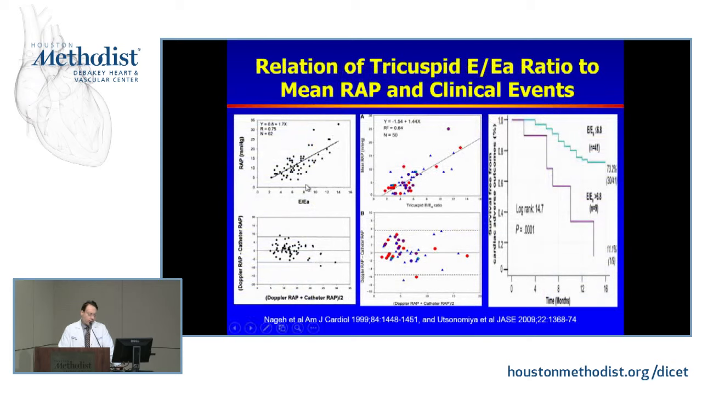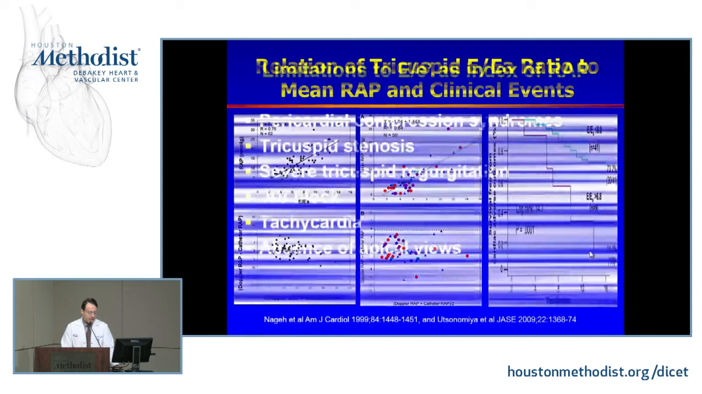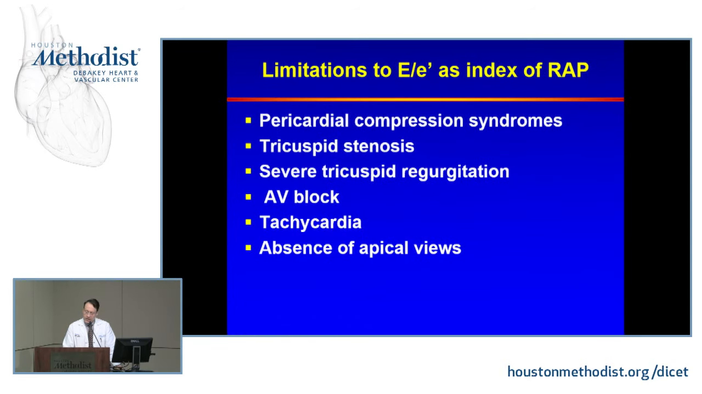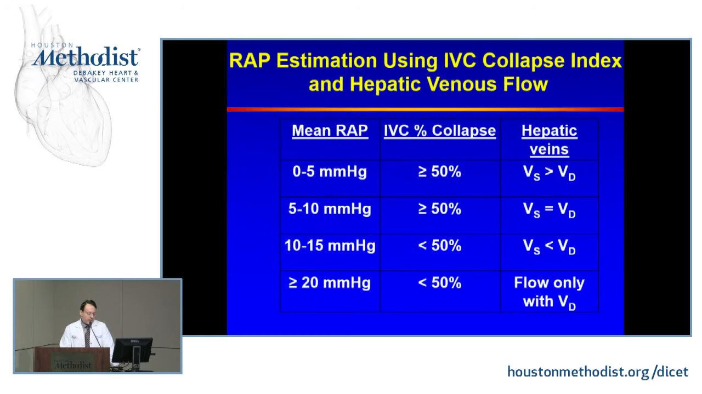This is data from this lab. This is data from Japan, looking at a group of patients with pulmonary hypertension and showing pretty decent correlations. Notice an R squared of 0.64 here. So they accounted for 64% of the variance of the RAP with this E to E prime ratio. And more importantly, outcome nicely predicted. Individuals with a ratio more than 6.8 had much higher event rate. Limitations, again, pericardial disease, tricuspid valve disease, arrhythmias, if you don't have good signals.